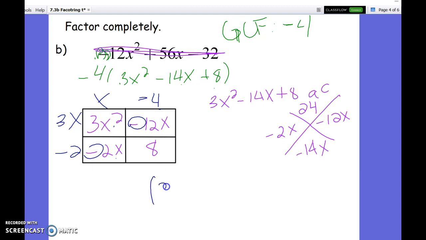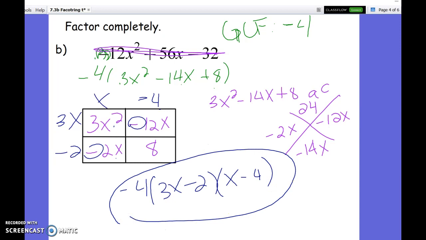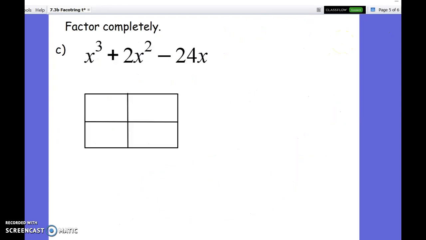So we have our factors, and then never ever forget to include your greatest common factor in your final answer. Negative 4 times 3x minus 2 times x minus 4 is our final answer. Remember, you could check this by multiplying it out. It is always an awesome idea to double check your answer.